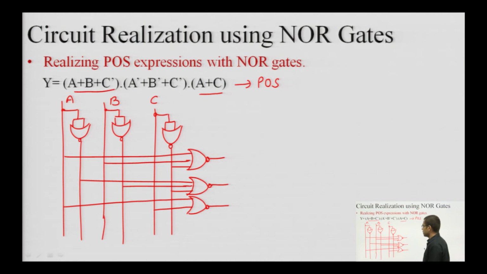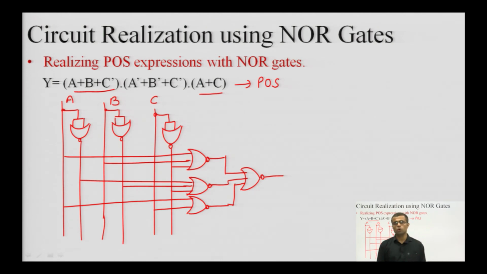So, all these sums are ready, and to prepare the products I need an AND gate, but in the previous slide we have already established the equivalence of OR AND structures. That means, in place of OR and AND I can use NOR. That means, I will again use a NOR gate here as well, because I have already proven that OR AND structures are equivalent to NOR structures. Okay. So, this is the NOR realization of this expression.